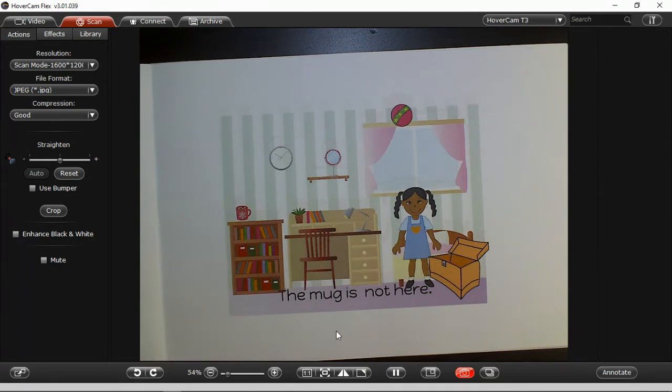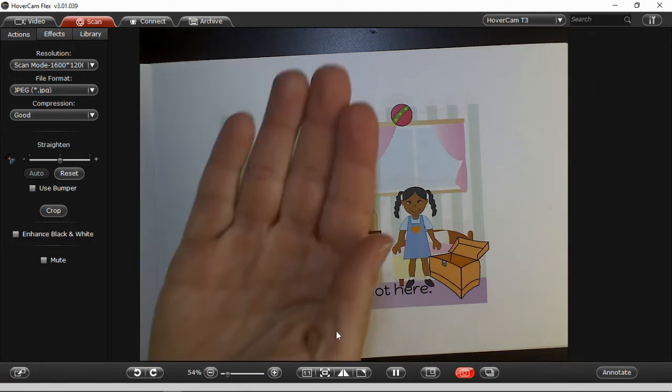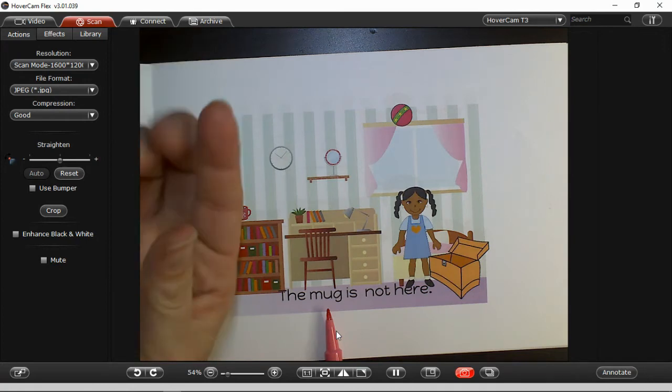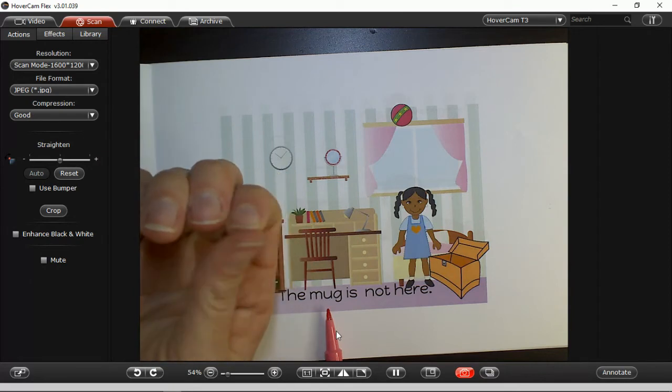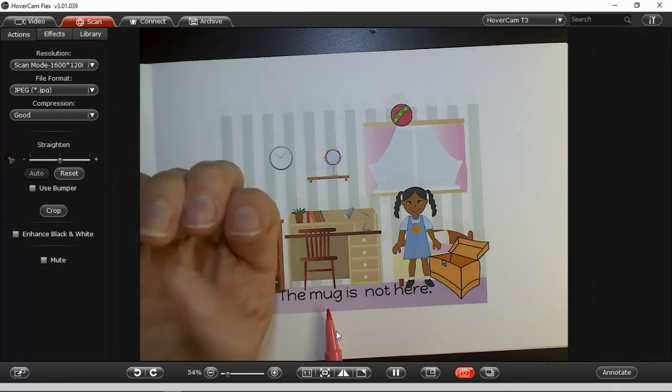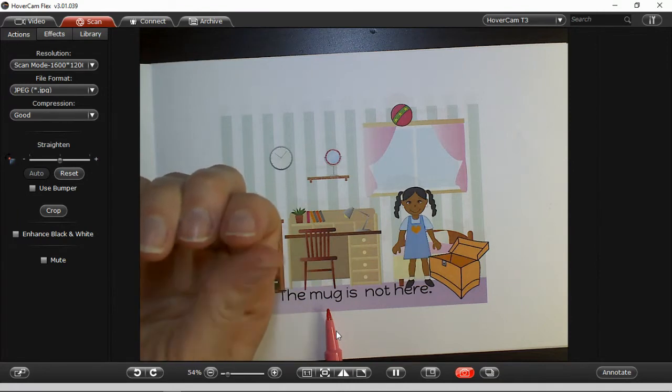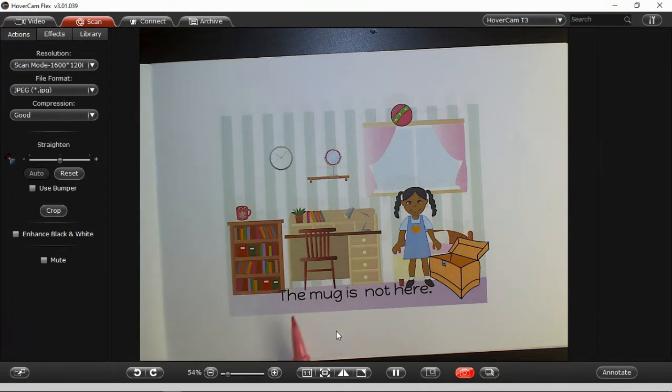See anything different on the page? Let's look. Now this is a short little word that only has a vowel in the middle. So you know what that means? That means we can tap this word and we can read it. That's another strategy. So let's use our hands and let's tap the sounds. Ready? M, u, g, mug. The mug is not here.